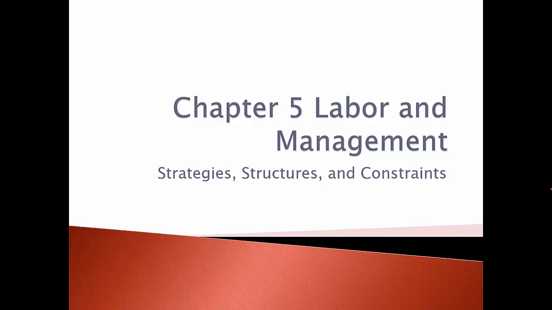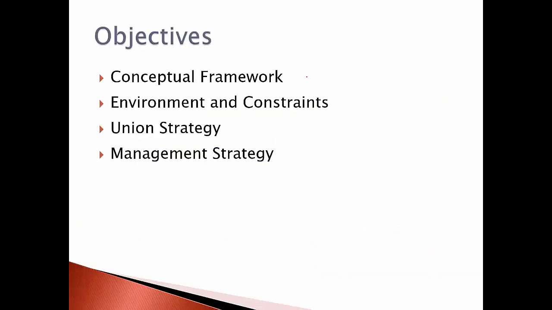Chapter 5 is really about strategy. How are the decisions made for labor unions and for management? So we're going to start with something that's not in your textbook called the Conceptual Framework. We'll talk briefly about environment and constraints, union strategy, and then management strategy.